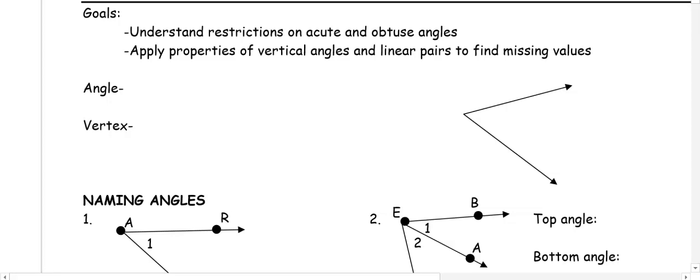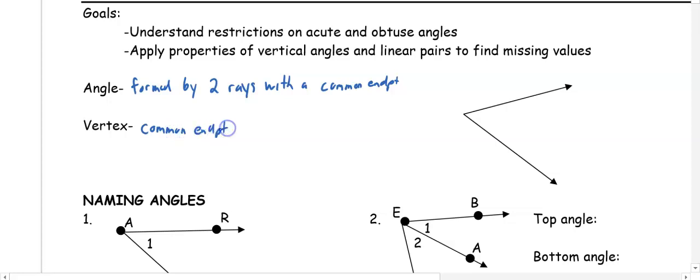This video is about understanding restrictions on acute and obtuse angles and applying properties of vertical angles and linear pairs to finding missing values. So an angle is formed by two rays with a common endpoint. The vertex is the common endpoint. So right here, this would be our vertex, and this could be our angle.